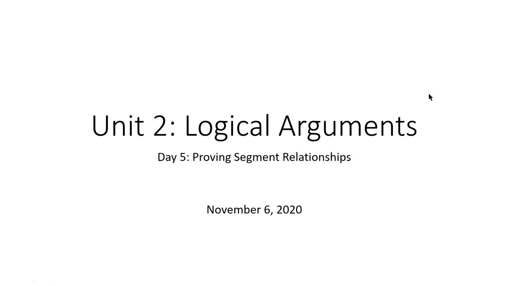Hey everyone, we're working with logical arguments again. We're actually getting into the two-column proofs today. So we're proving segment relationships as we do it, but it's going to be mostly working with two-column proofs. So we have a couple new postulates to talk about. We've got a ruler postulate and the segment addition postulate.